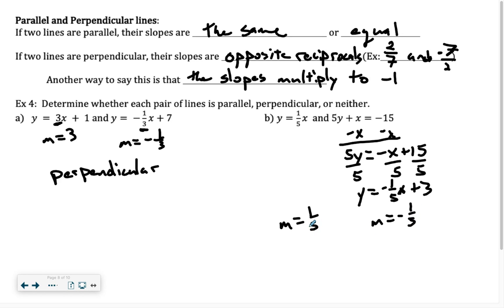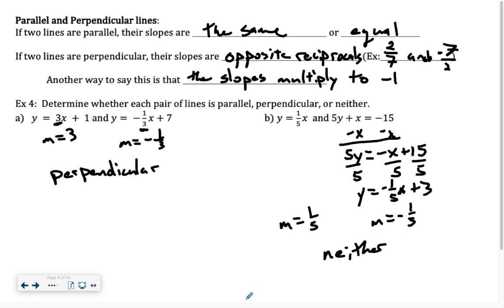These are not the same. One's positive, one's negative, but they're not opposite reciprocals either. That means that these lines are neither parallel nor perpendicular. They will cross, okay, but they will not be perpendicular.